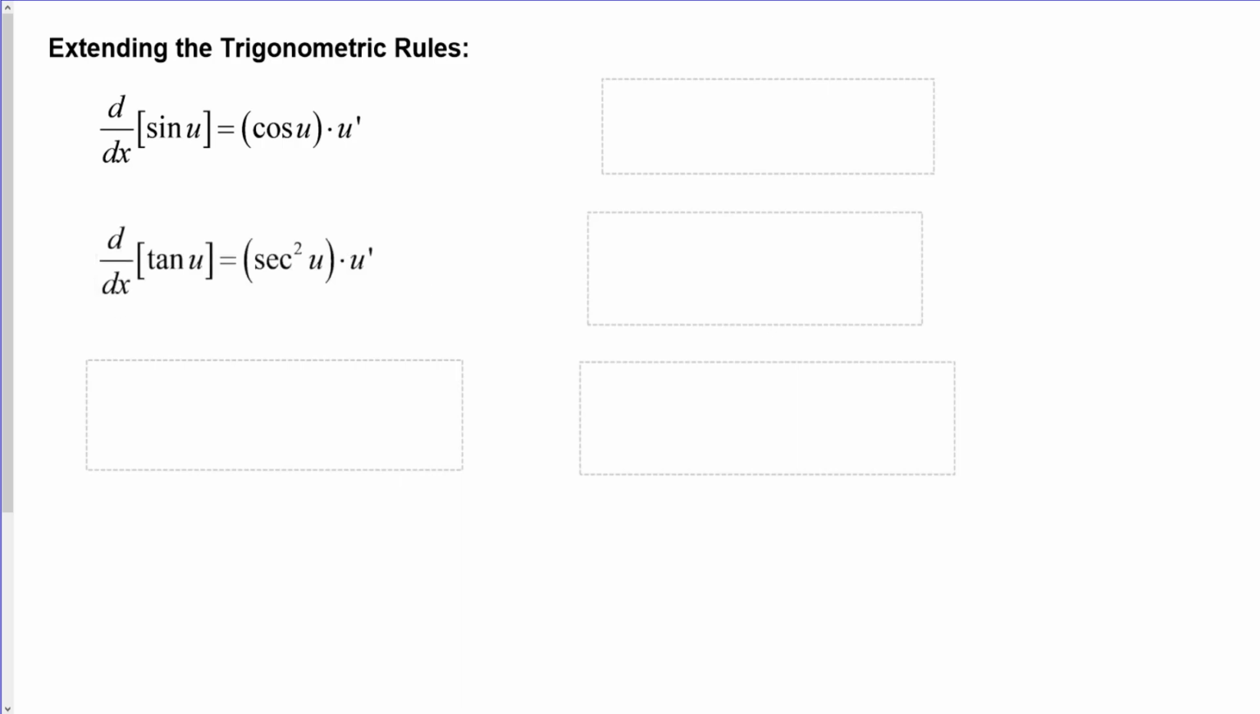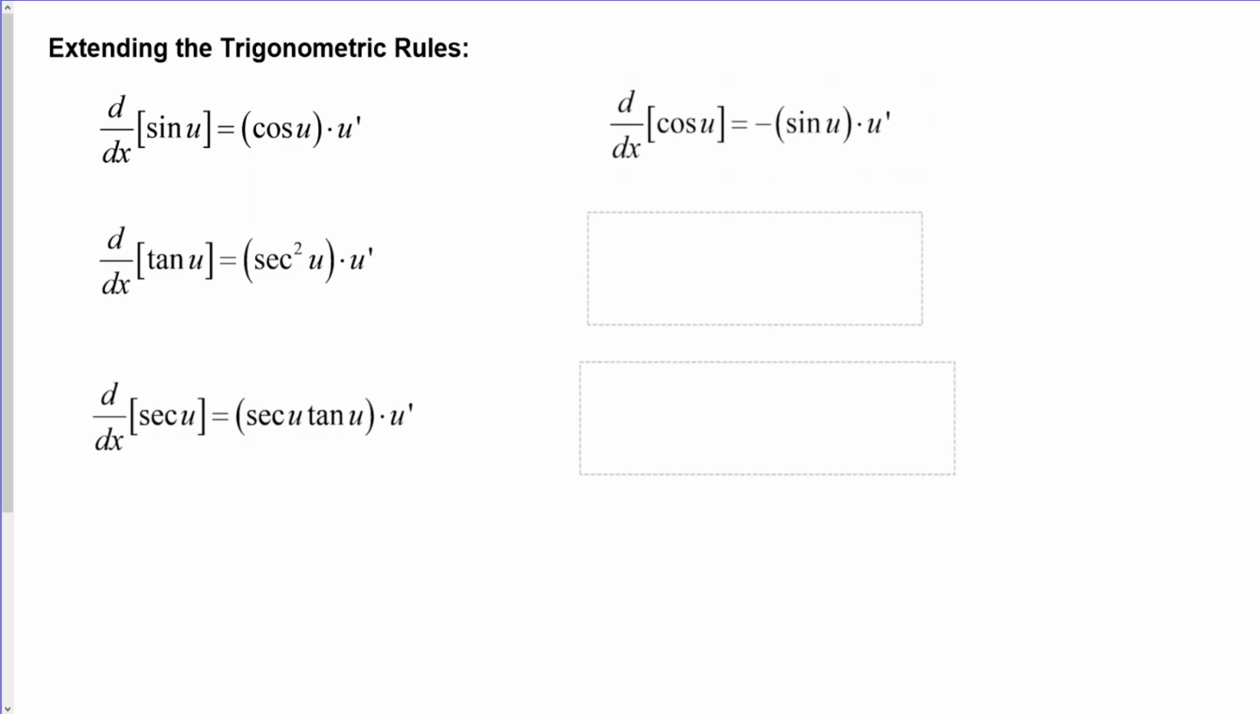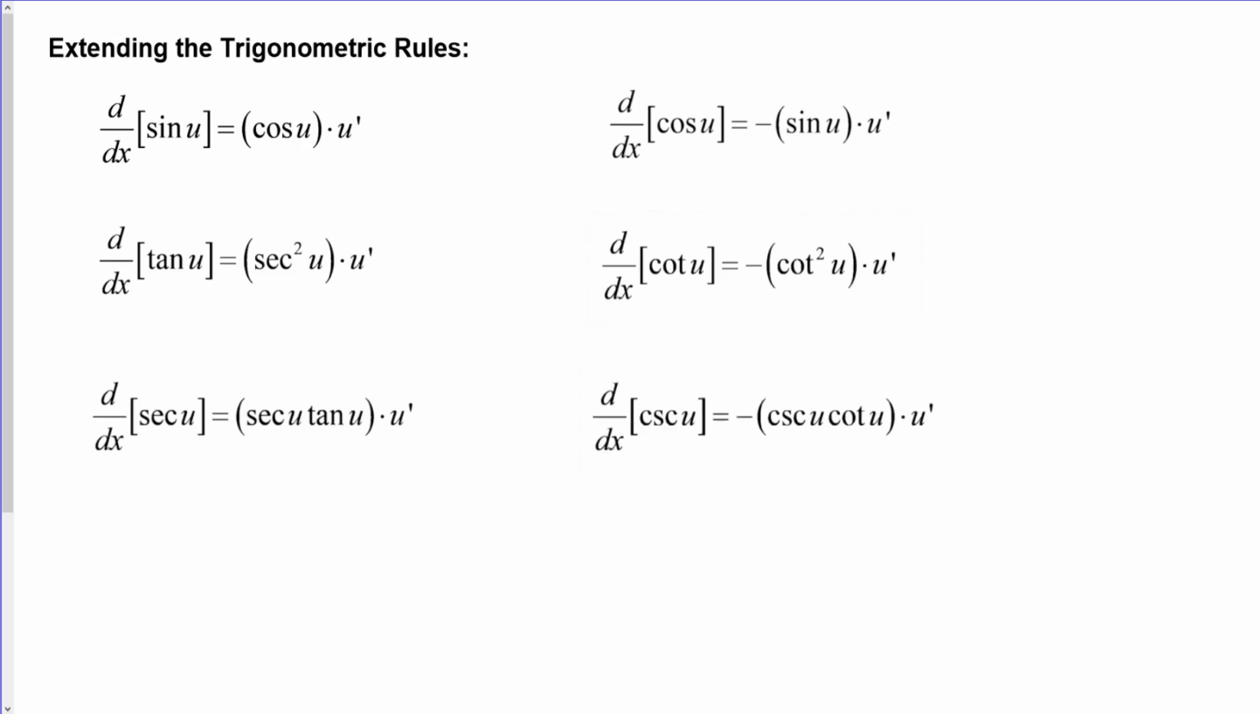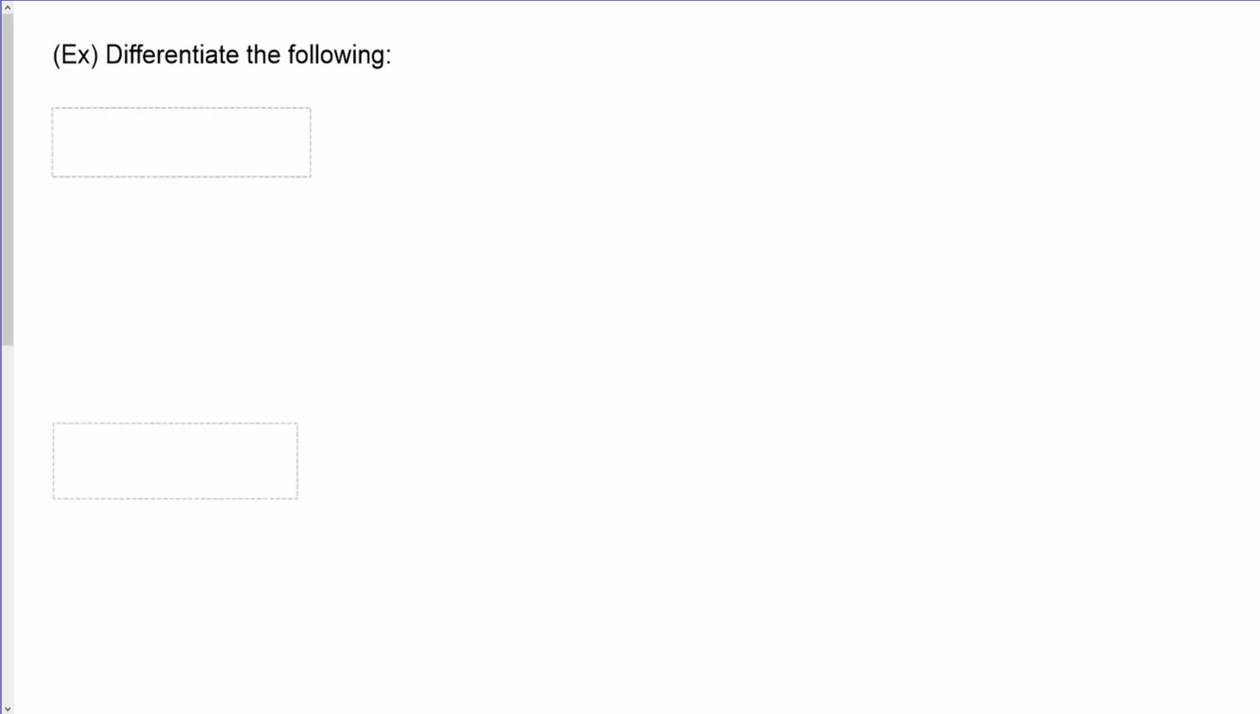Derivative of tangent is secant squared times the derivative of the inside part. Derivative of secant is secant u tangent u times the derivative of the inner part. And then our counterparts, the cofunctions, same rules, just opposite functions and negatives. So we can easily extend all of our trig functions using the chain rule. So let's try some examples with those.